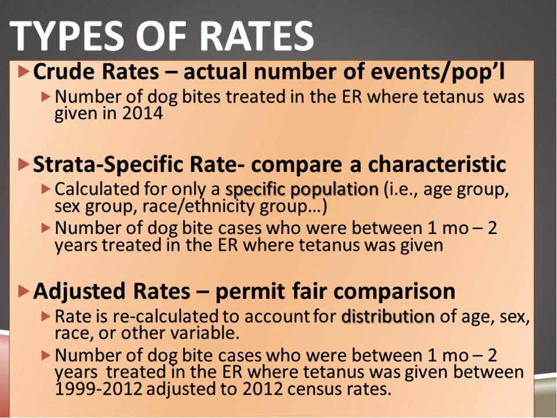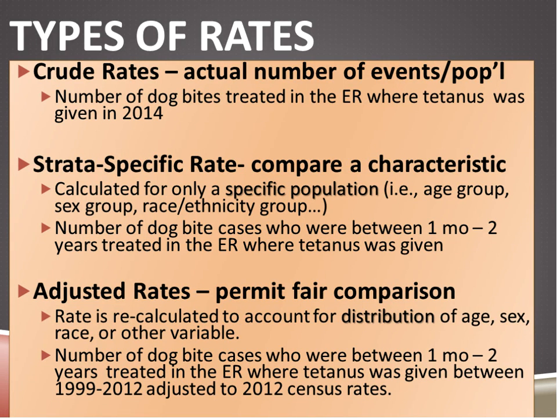So there are different types of rates. There are crude rates, which is the actual number of events in a population. It's unadjusted. Number of dog bites treated in the ER where tetanus was given in 2014. We would need to know that.